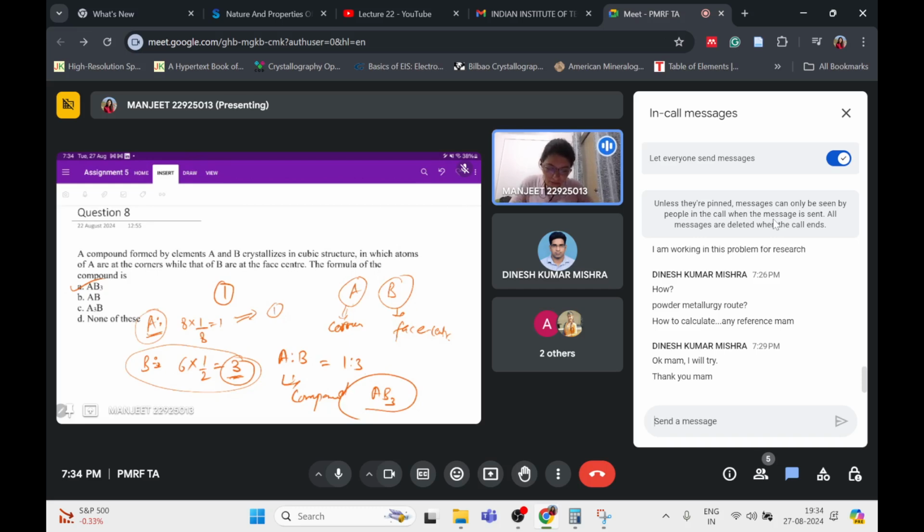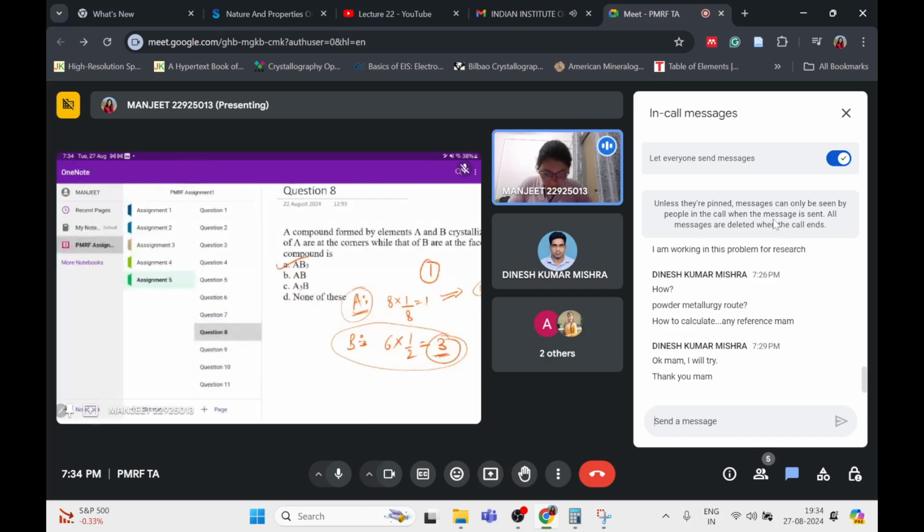Either you can find it here, or you can visualize this when the atoms are present, what can be the structure, because we have some standard structures. From there you can compare, and you can find out whether this has the AB3 structure, or the perovskite structure, where ABO3, but A is not present in the BO3 one.